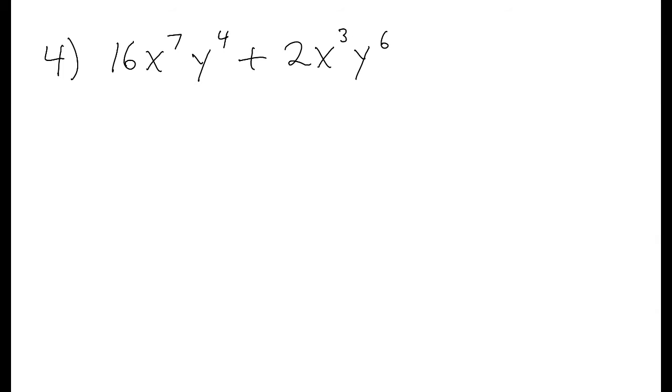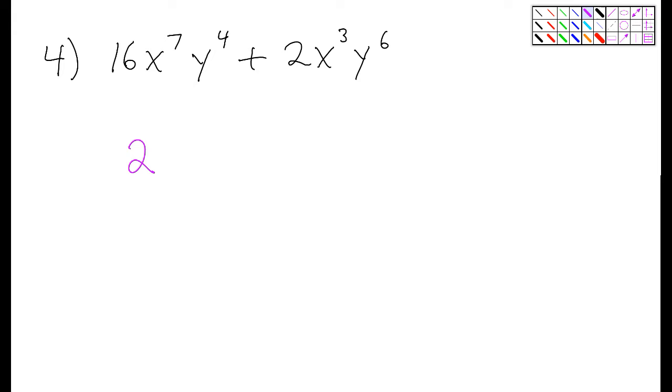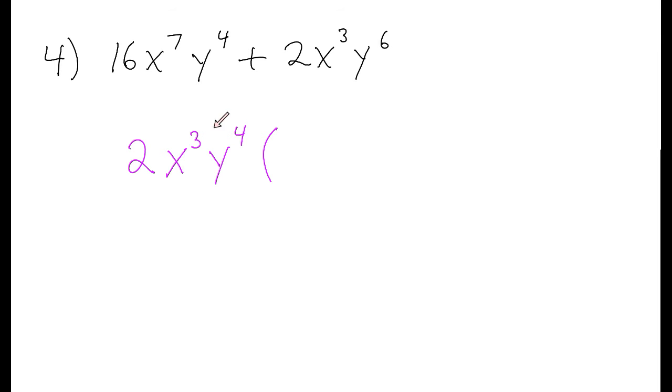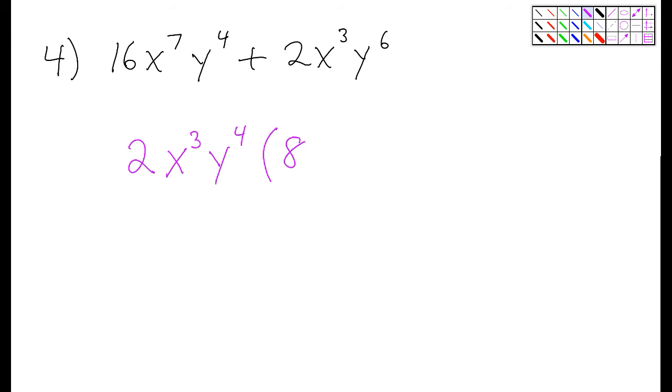Next problem. Number 4. Okay, we've got a binomial expression again, and I'm going to be looking for a greatest common factor once more. Let's go step by step. Numbers. Looks like we've got a 2. Powers of x. x cubed is as high as I can go. Powers of y. y to the 4th is as high as I can go. So I'm ready. What times 2x cubed y to the 4th gives me this? Well, it looks like I need an 8x to the 4th.